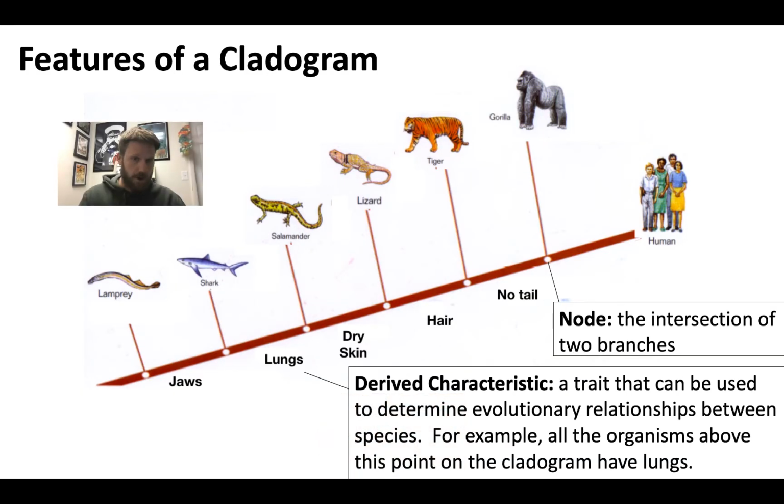So we had a cladogram in our notes, if you remember. The derived characteristics were listed between the nodes. The nodes are just simply where there's 2 branches that come off of our cladogram. A derived characteristic is a trait that can be used to determine the evolutionary relationships between a species. So anything above this derived characteristic on my cladogram here has lungs. Salamanders, lizards, tigers, gorillas, humans have lungs. Sharks and lampreys do not. So it's a way to use traits or features to organize species by how closely related they are evolutionarily.